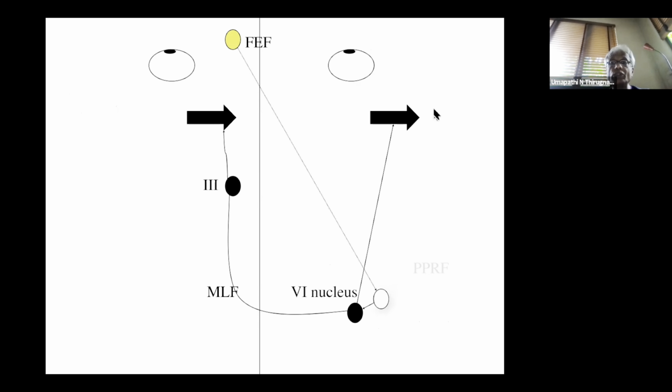So in other words, if you want to look to the left, it is the right frontal eye field that sends a signal to the 6th nucleus to move the eye to the other side. Okay, it is the right frontal eye field. Similarly, if I want to look to the right, the left frontal eye field will send a signal to my right 6th nucleus to initiate the movement. The 6th nucleus, remember, is the gaze center, right? So this frontal eye field is initiating an impulse to this gaze center to initiate this movement.